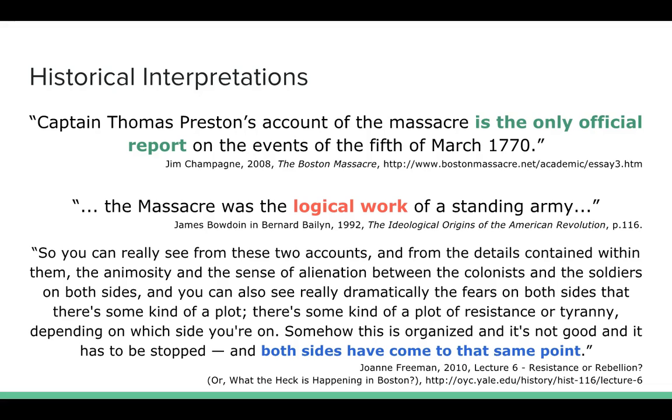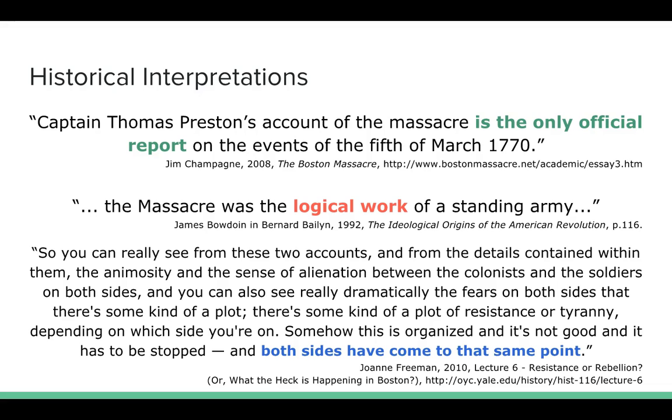There was just this motivation to try and calm everything down. Unfortunately, things got out of control, and I guess these plots of resistance and tyranny really sparked or motivated both sides to actually attack one another. And that's how Freeman argues that they both came to the same point, that both Gage and Adams, or the British and the Americans, both think that there is some kind of plot driving both sides to actually act in the way that they did at the Boston Massacre.